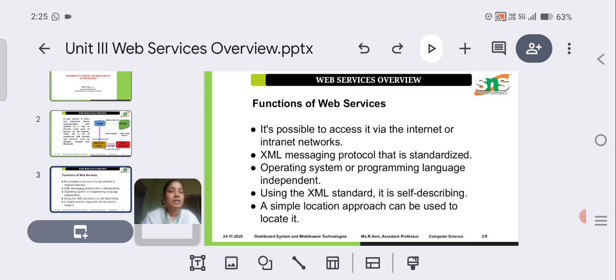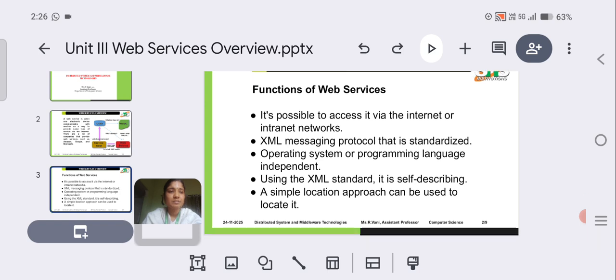As I said, XML plays a huge role in sharing web-based information. It also uses a simple location to locate its information. It doesn't require huge information. It just uses a simple location to store its information. These are the functions of web services.